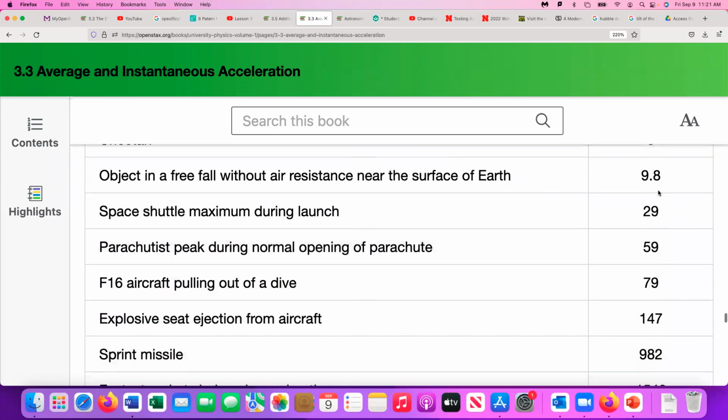Space shuttle maximum during launch is about 29, so it's about 3 times the gravitational acceleration that a space shuttle went through when it was launching at its maximum. That means that at the maximum acceleration inside of a space shuttle, you would actually feel 3 times as heavy as gravity makes you feel. If you're getting ejected from an aircraft, you're going to be feeling 147 meters per second squared, which is almost 15 times the acceleration you feel from gravity.